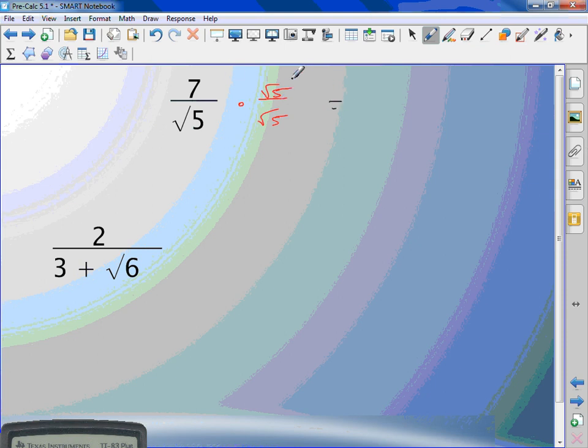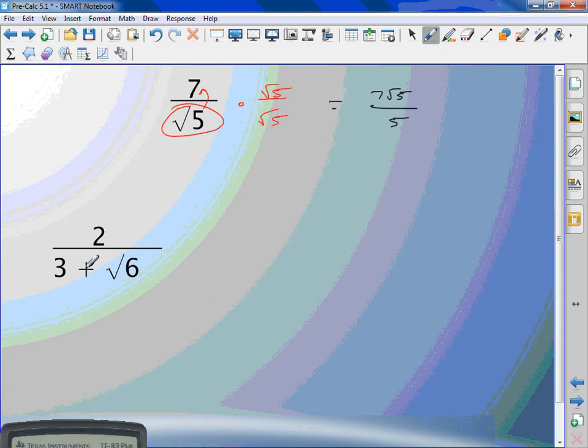7 times square root of 5 is 7 square root of 5. Over what's square root of 5 times square root of 5? 5. That's your answer. I rewrote it. The shortcut way, if it's written like this, you take the radical times the numerator. Leave the inside on the bottom.